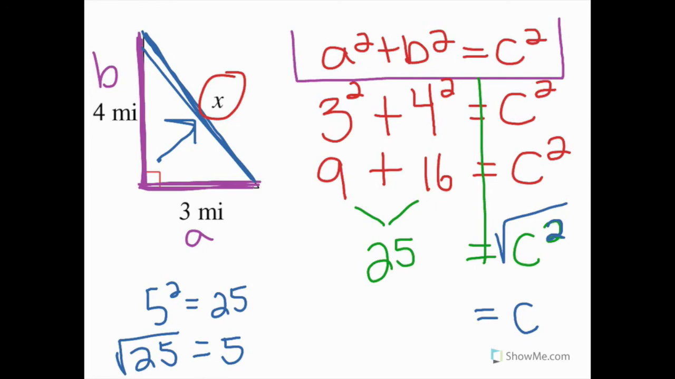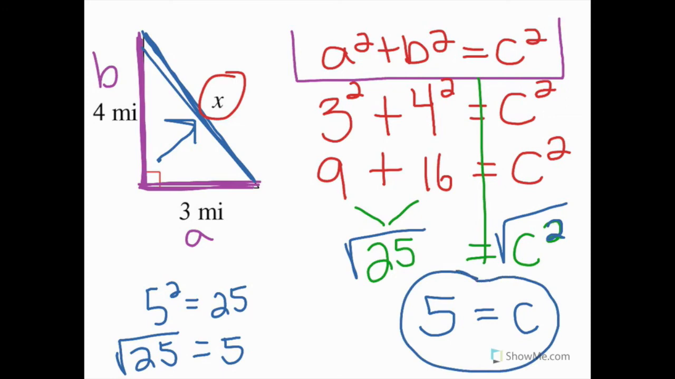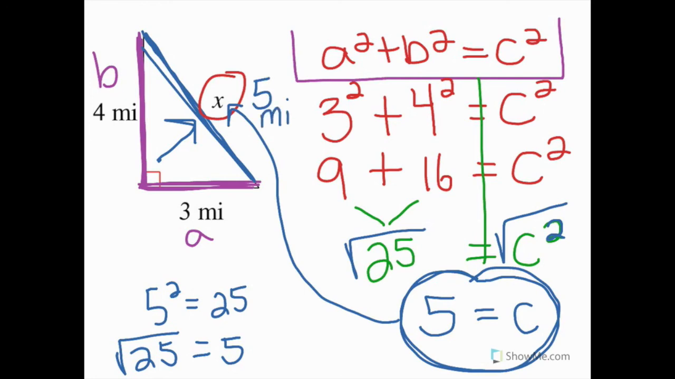So whatever I do to one side, I'm going to have to remember to do to the other. So the square root of 25 ends up being a nice whole number, which we all love. They make us feel confident when we get whole numbers for answers. So that means that that missing side length, X, is really 5. And I'm just going to label it miles, because that's what the other sides are also labeled. And that is the end.